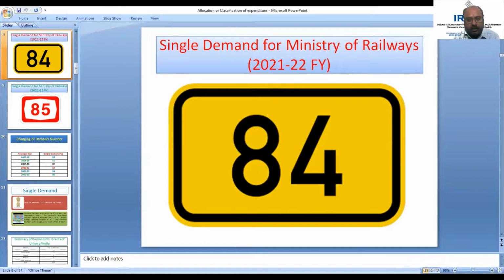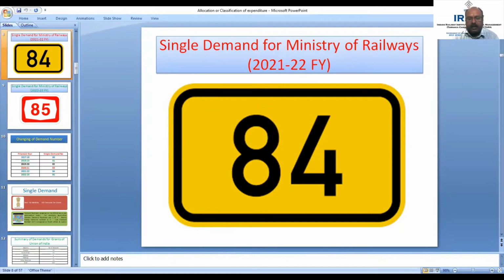Prior to 2017, we had a total of 16 demands, 1 to 16. We had the largest number of demands than any other ministry prior to 2017-18. But after the merger, we lost our privilege to present our railway budget separately to the Parliament of India. It was merged with the general budget. The impact of this merger is that we are allotted a single demand.